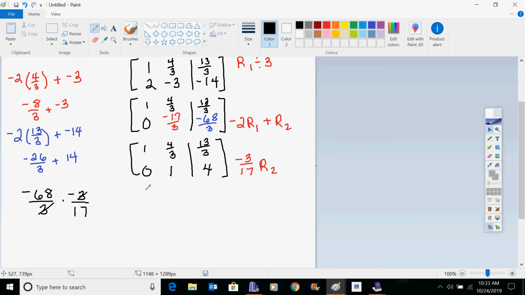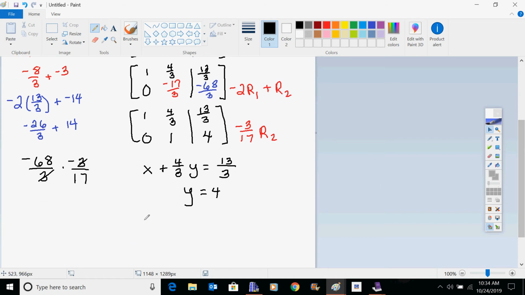So here we are. We have two equations that come out of this. This one is 1x plus 4/3 y equals 13/3. And the bottom equation is how many x? No x. Y equals 4. So we have y equals 4. And then you can plug it in to find your other one.